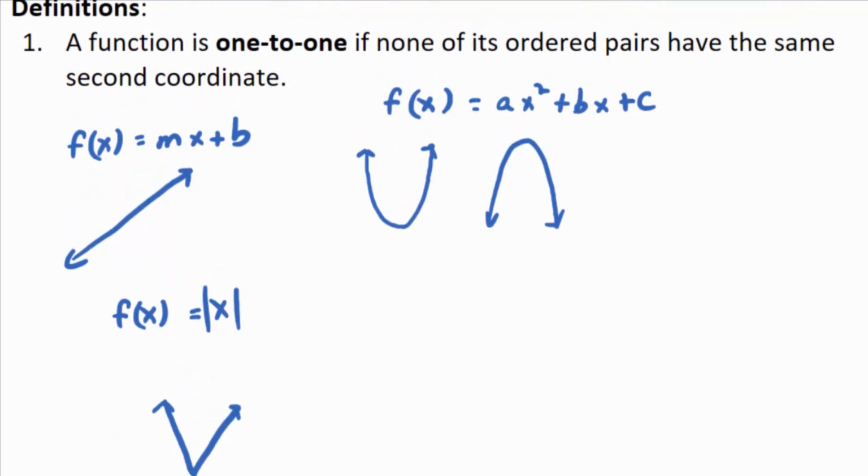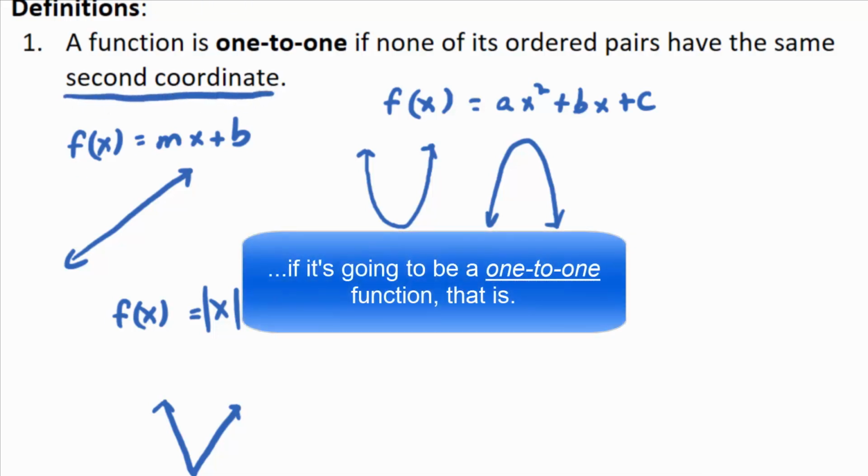Yeah, the first one for sure. Let's read the definition again. A function is one-to-one if none of its ordered pairs have the same second coordinate. So second coordinate controls what? The horizontal stance or the height? No, second coordinate controls the vertical. First coordinate controls the horizontal, right? So we're talking about the second coordinate. No two different ordered pairs should have the same second coordinate if it's going to be one-to-one.